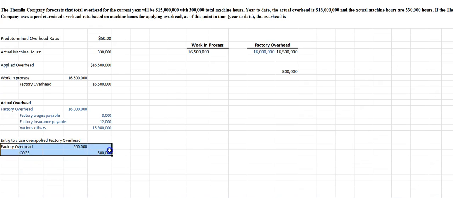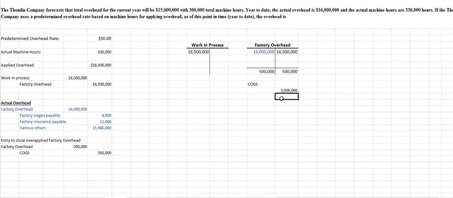This would be the entry. So I would put $500,000 over here in factory overhead to close that to zero. And then I would recognize it as an expense here as cost of goods sold, right? 500,000.